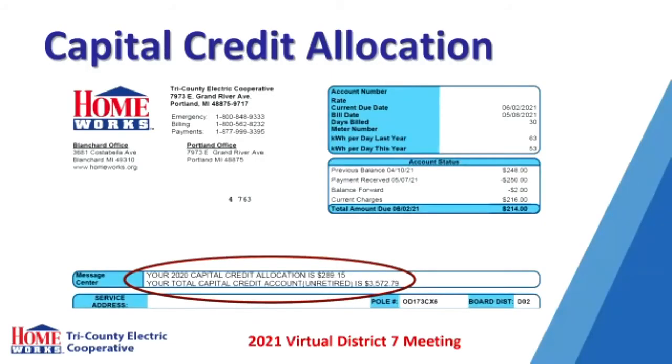I mentioned earlier that you are part owner of Homeworks. Did you know that means you get your share in our profits? That's right. Part of being a co-op member means that when we have an operating margin, that money gets allocated back to you, the members, as capital credits based on your share of electricity purchases during the year. In fact, you should see that allocation from 2020 on your bill statement this month. That allocation of margins helps make up your equity in the co-op.